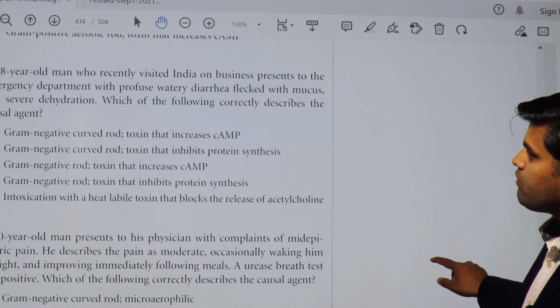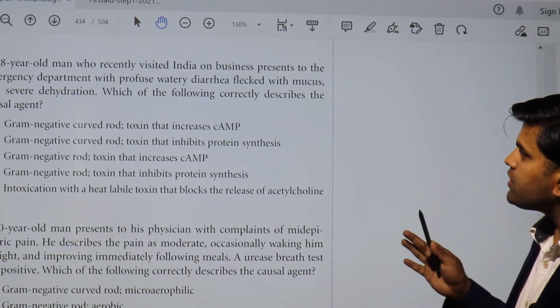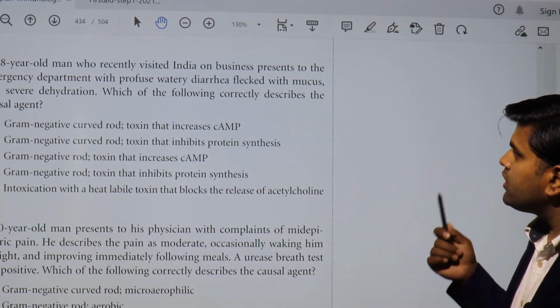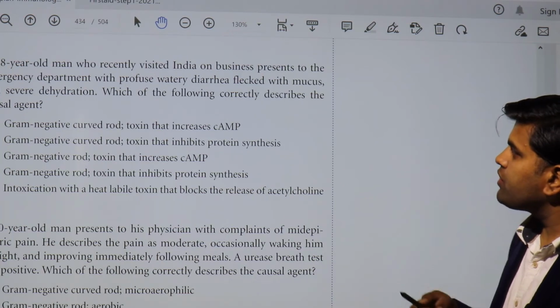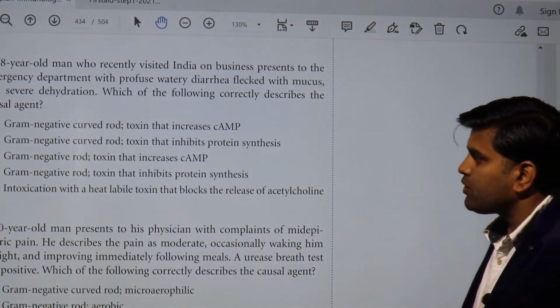Okay, let's move further again. A 38-year-old man who recently visited India on a business trip presents to the emergency department with profuse watery diarrhea flecked with mucus and severe dehydration. Which of the following correctly describes the causative agent?